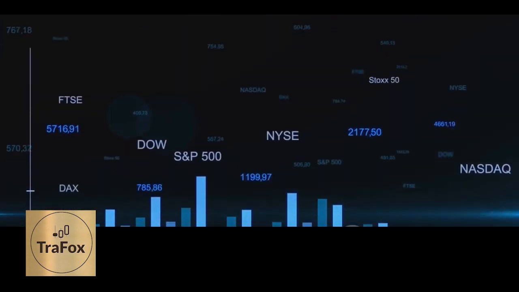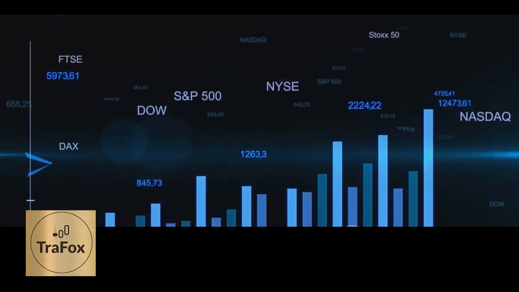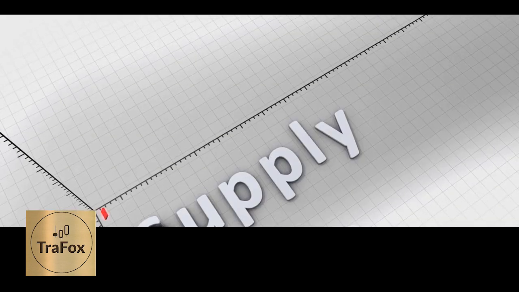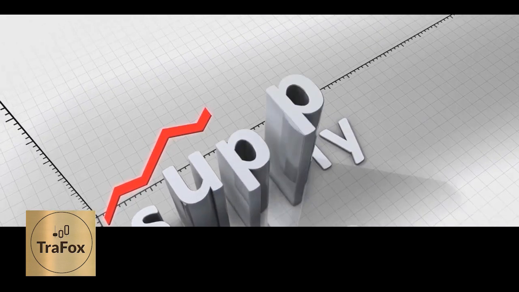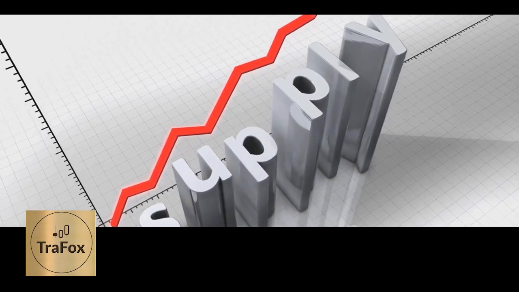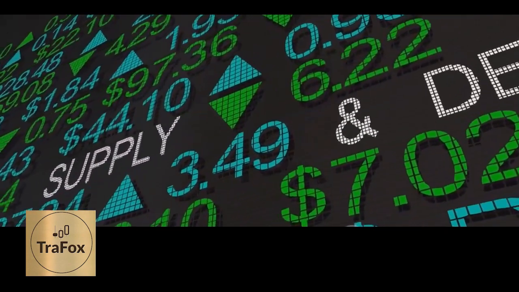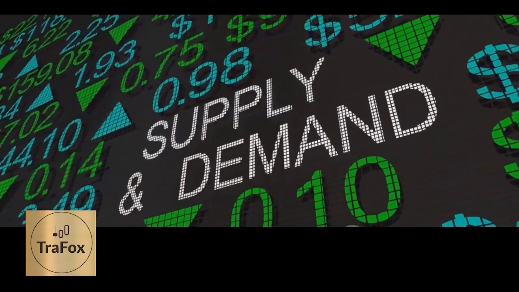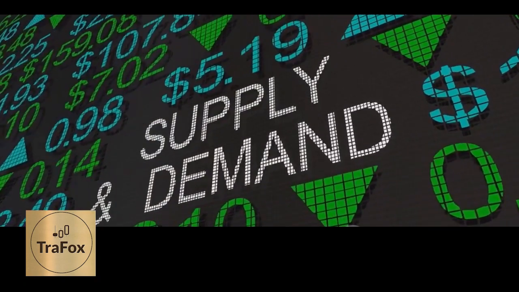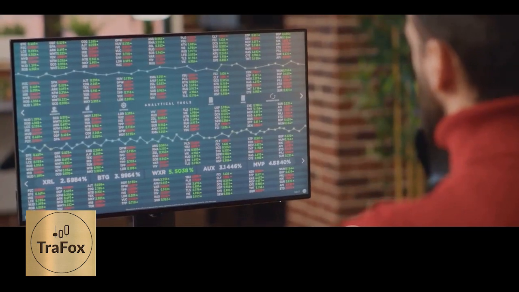On the flip side, resistance is the ceiling above which price movement struggles to rise. It's a price level where an uptrend can be expected to pause due to a concentration of supply. In simple terms, support and resistance levels are price points on the chart where the laws of supply and demand come into play. Now, how do we identify these levels on the XAU-USD chart?